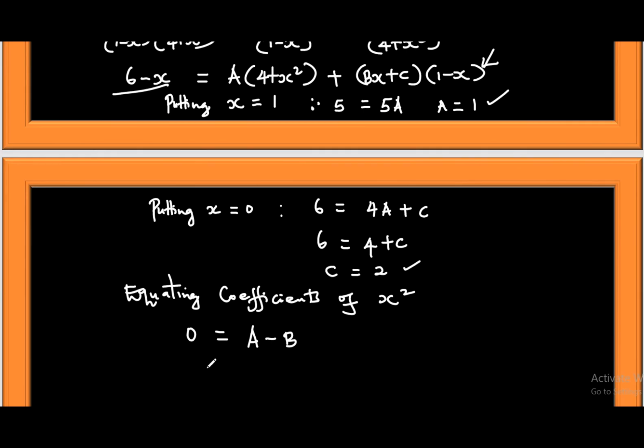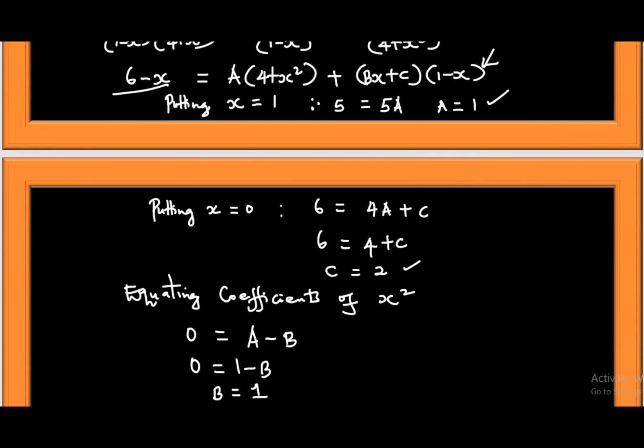So you remember we have the value of A, so it means we have 0 is equal to 1 minus B, and therefore the value of B becomes 1. So far we have all our values, A, B, and C, and that means the next thing is to substitute.